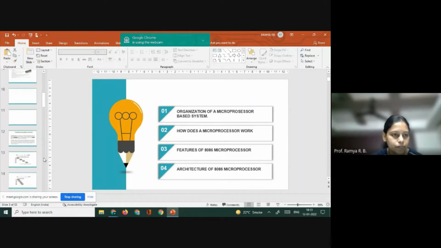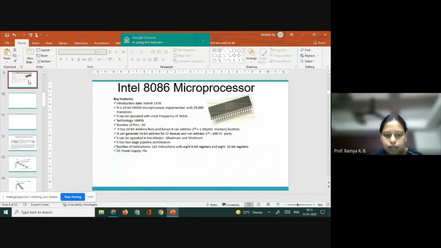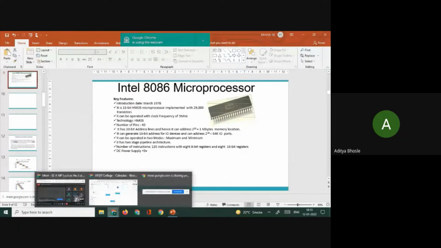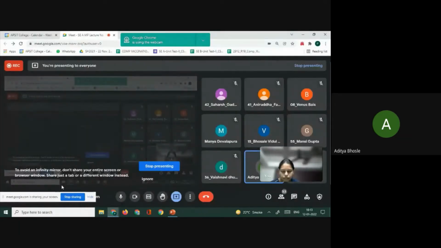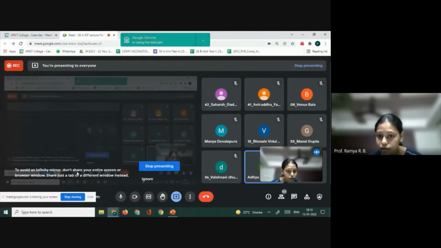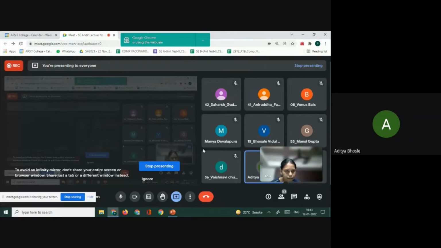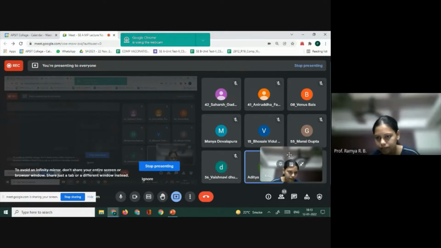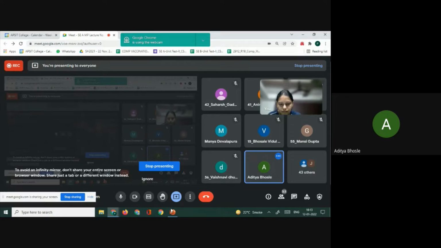We'll begin today. Ma'am, yesterday you actually gave an example explaining the address and the control buses, how they actually work. So ma'am, could you please explain it once more? Who is talking? Ma'am, Aditya.